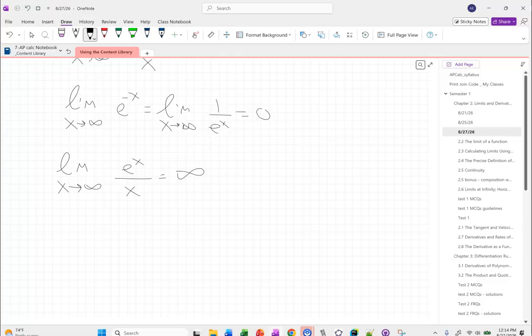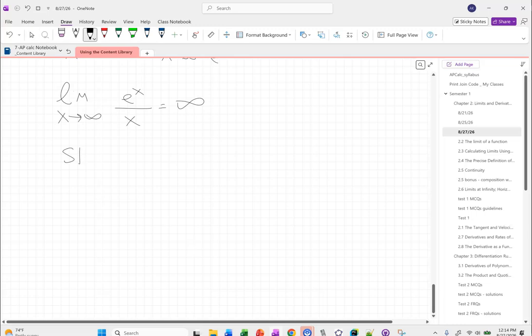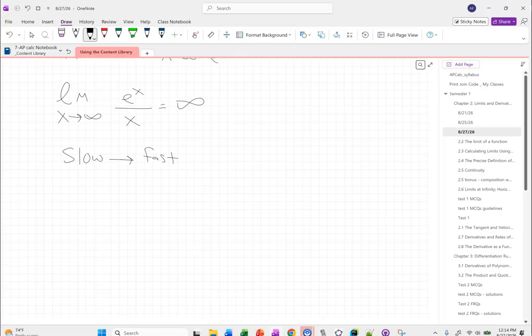So let's talk about growth rates of functions. Let's go slow to fast. Of the operations of functions you have seen, what's going to be the slowest growing thing? Constant, right? That has no growth at all. That's the slowest growing thing. Its growth is 0. Okay, good.